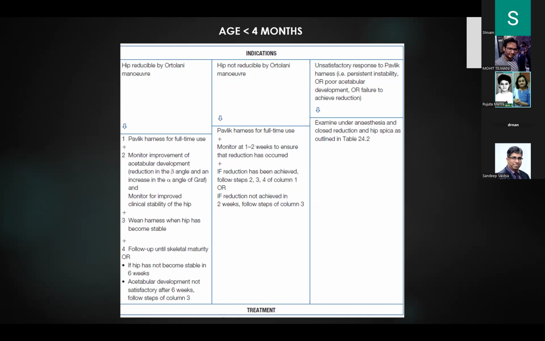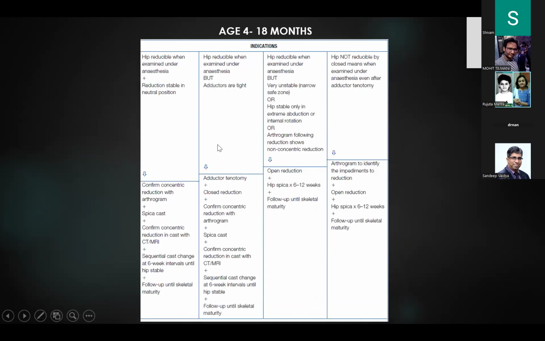If the hip is not reducible by Ortolani maneuver, we can attempt a Pavlik harness for full-time use, monitor it about 2 weeks to check for reduction if it has occurred, and if reduction has been achieved, then go back to following the steps described earlier.